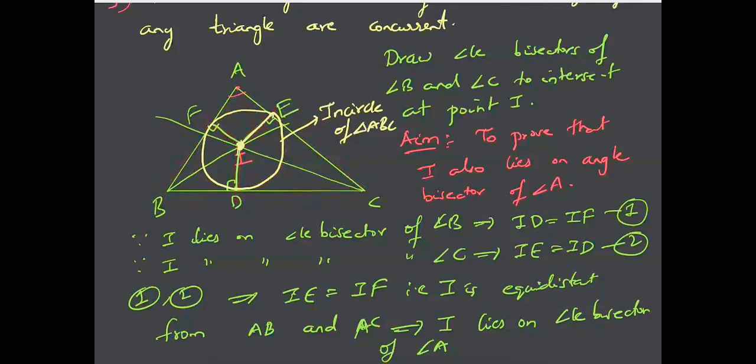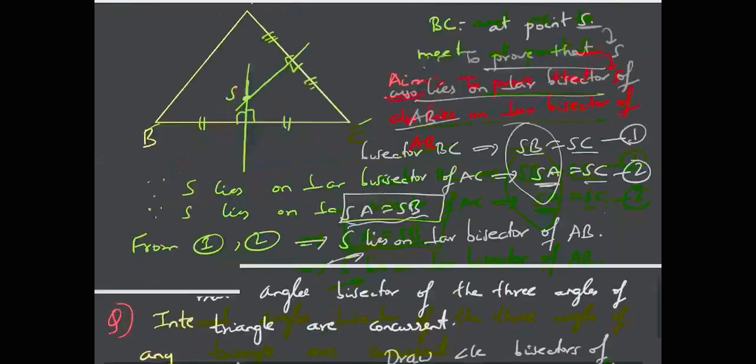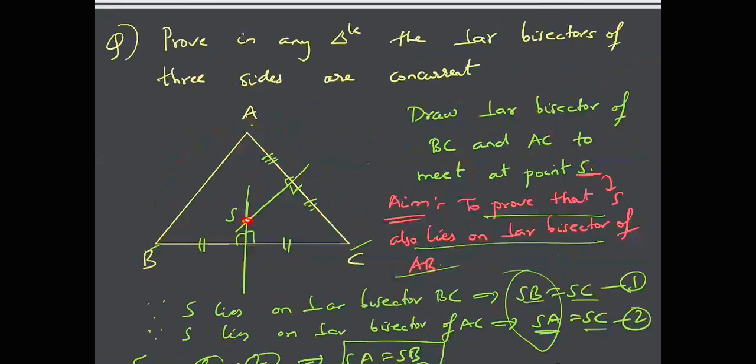Okay. So similarly, what we have observed is that the circumcenter S is equidistant from the three vertices of the triangle. That is, it is equidistant from A, B and C, that is, SA is equal to SB is equal to SC. So since SA is equal to SB is equal to SC, if I draw a circle through these three non-collinear points A, B and C, then the center of this circle must be S.